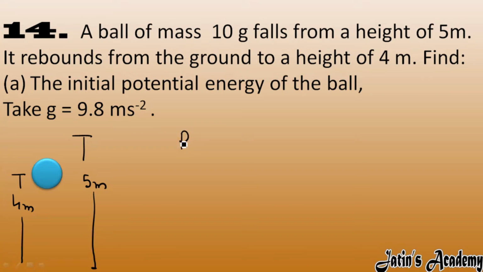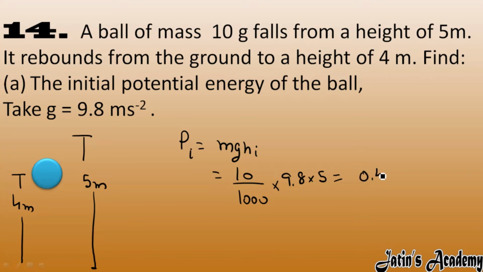Initial potential energy we have mg initial height. So mass here we have 10 gram converted into kilogram, 10 by 1000. G value we have 9.8 and initial height we have 5 meter. Okay, just multiply this, we got 0.49 joule as the answer. When you multiply, just cancel these things out, you get the initial potential energy as 0.49 joule.